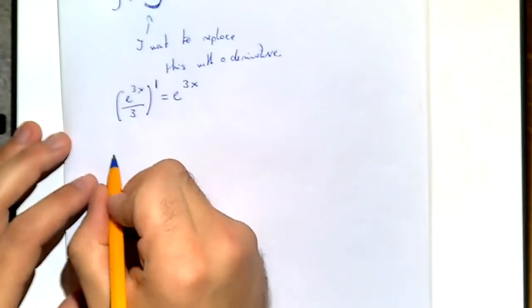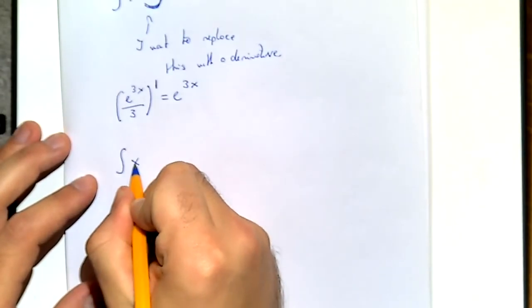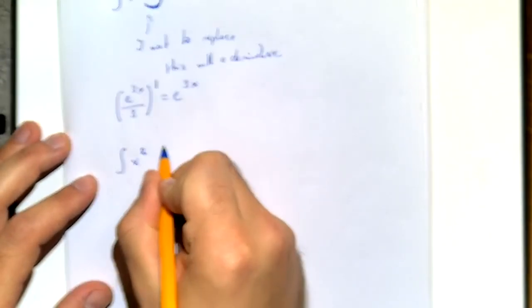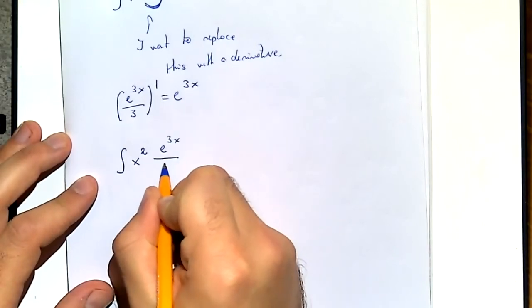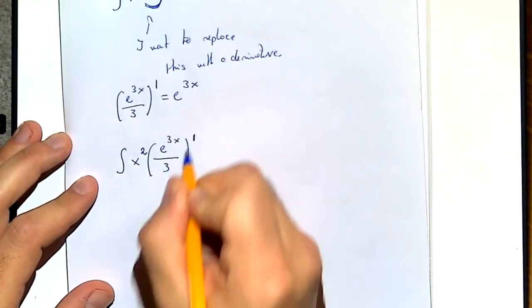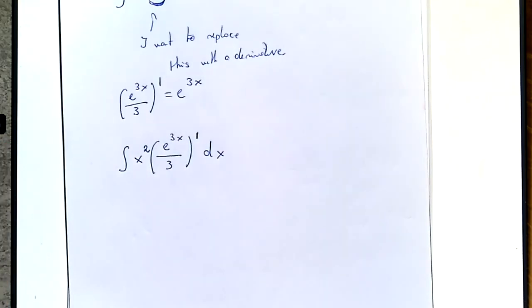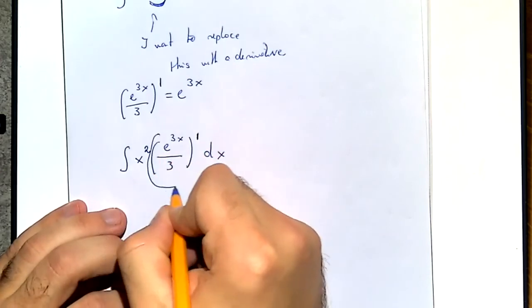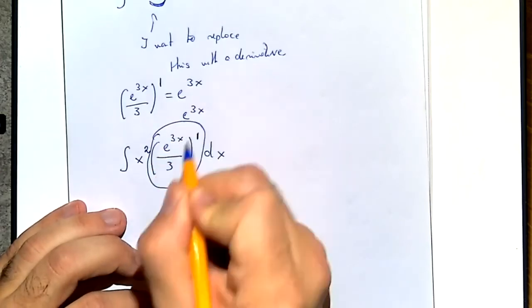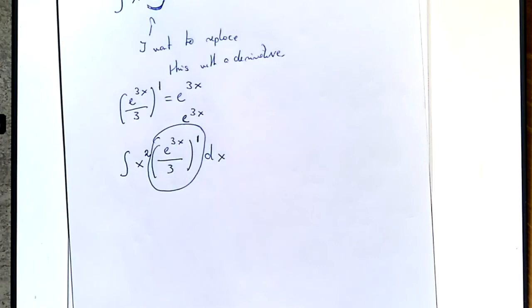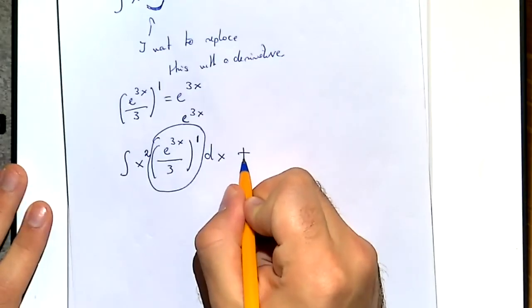I just rewrite my equation. My equation now is the integral of x squared times the derivative of e^(3x) over 3, dx. What did I do? I just replaced e to the power of 3x. I just replaced it, nothing more. Now comes the step that is a little bit confusing, which is the step of integration by parts.